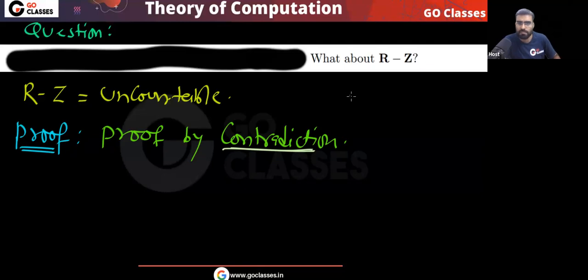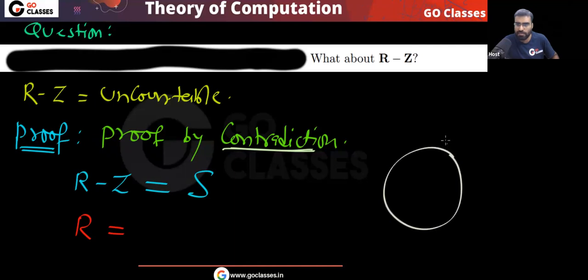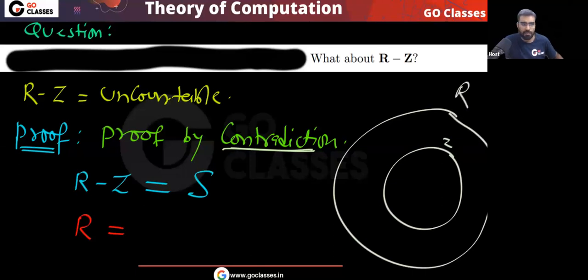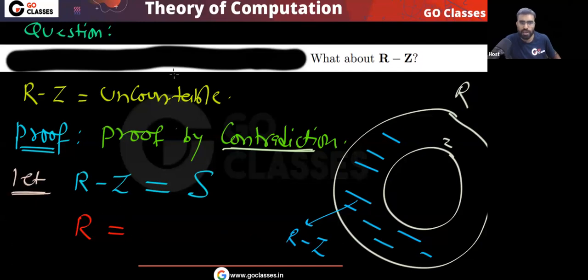Very simple point. What is R minus Z? Let's call it, for example, S. R minus Z is S. You already know this is your Z, this is your R. This area is R minus Z. So let's assume R minus Z is S. What can I say about R? Very good, R is S union Z.